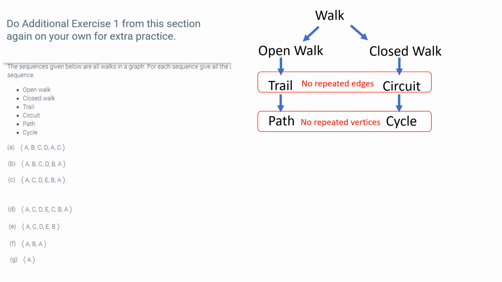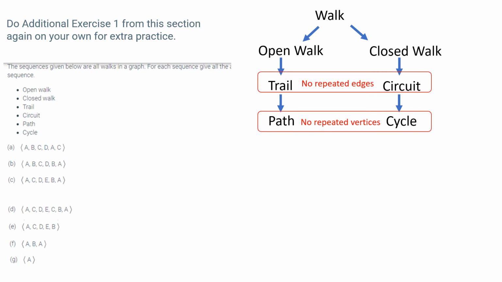Okay, so this says the sequences given below. Some of the instructions are covered, but basically they're showing all of these things that we've learned that are new, and they're asking us for each of these, A through G, what are they? So this first one, A, B, C, D, A, C. Well, first of all, is it an open walk or a closed walk? Well, it's an open walk because it doesn't end up where it started, right? So we'd say it's an open walk.